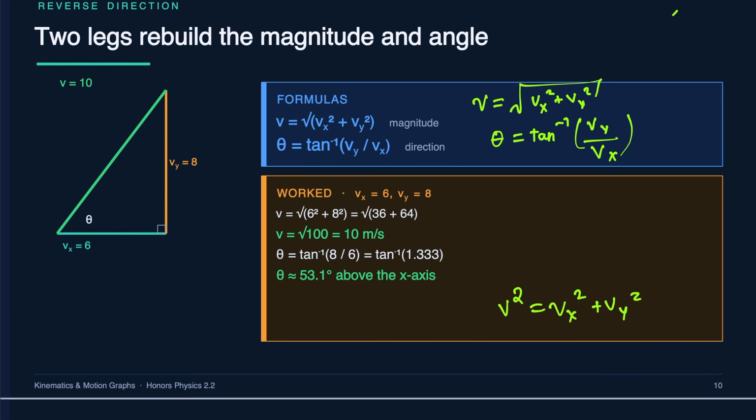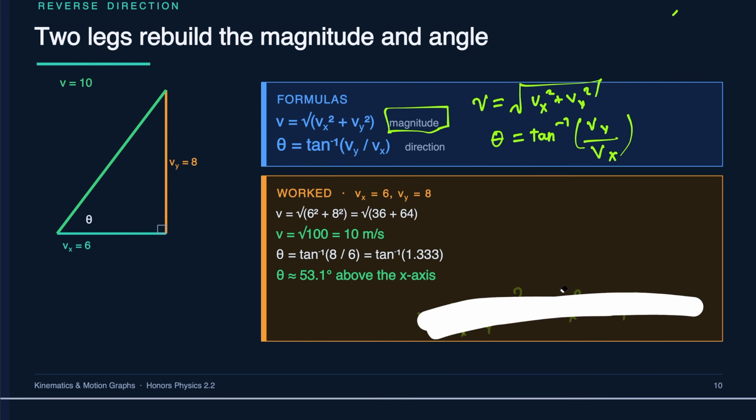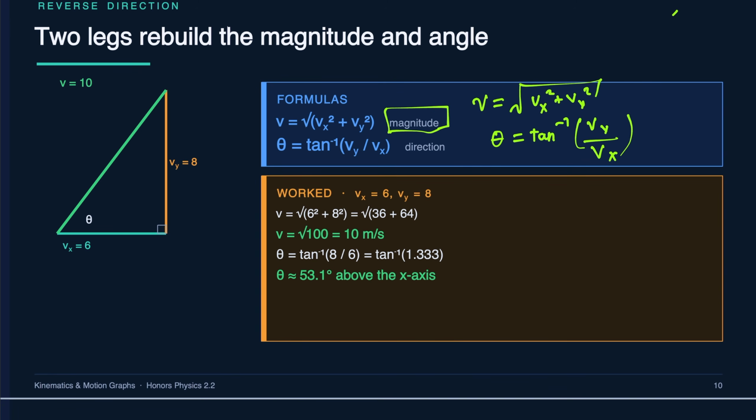Okay? And then you can obviously just take the square root to get Vx squared plus Vy squared. Okay? V is equal to the square root of Vx squared plus Vy squared. That's how you find the magnitude of a vector. That's the size of a vector, okay? How much value does it have? How big is it?